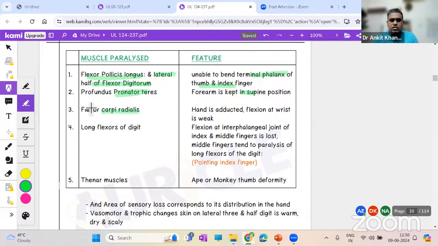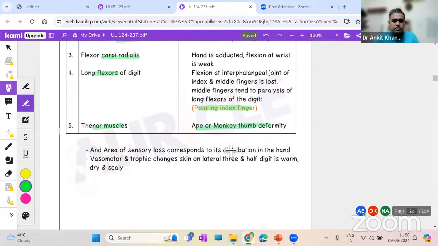Flexor carpi radialis is gone. So obviously you can't flex on the lateral aspect, so the hand is adducted. Long flexors of the digits are gone, as you can see, pointing index, and the thenar muscles. So ape thumb deformity. Ape thumb because the thumb comes parallel to the other digits. That is known as ape thumb deformity.